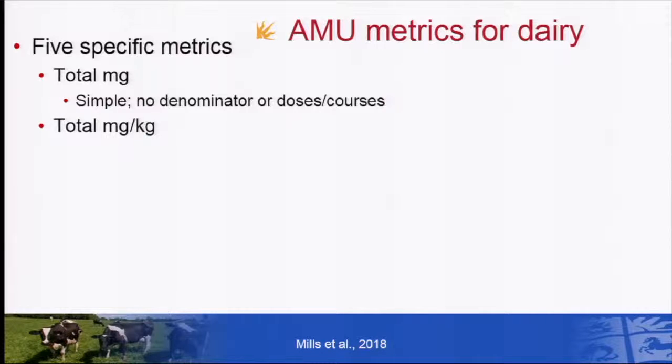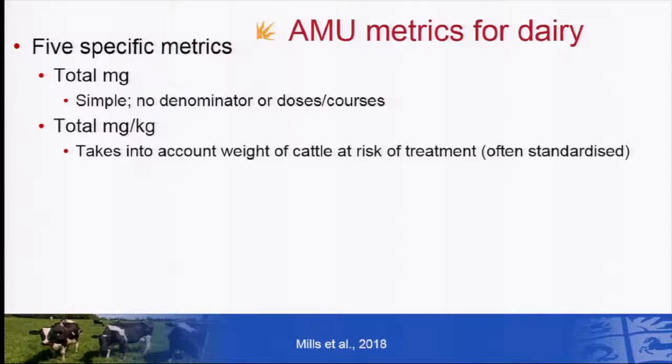So we go to something like milligrams per kilogram or milligrams per population corrected unit, PCU, which assumes an amount of kilogram of cow. And this takes into account the weight of cattle at risk of treatment, which is often standardized. Across Europe, we've come up with a standard weight of treatment of a dairy cow, but you can agree or disagree with that, but it's very clear how that metric is arrived at.